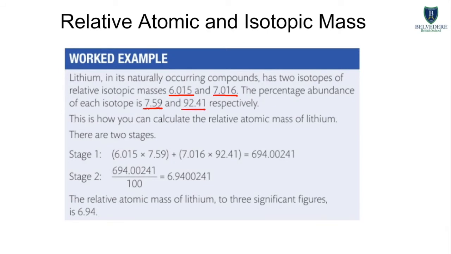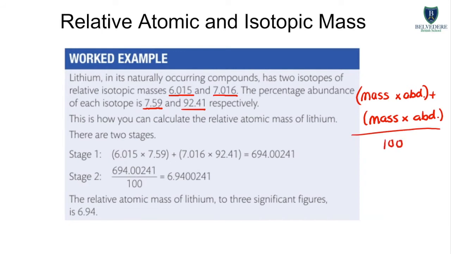So you calculate the relative atomic mass by doing the mass times the abundance plus the mass times the abundance. And you do that for as many isotopes as you have, and then you divide all of them by 100, because you're obviously using percentages here. So you've got 6.015 times 7.59 added to 7.016 times 92.41, which gives you this number here. And we divide it all by 100 and we get a relative atomic mass of lithium, to three significant figures, of 6.94.